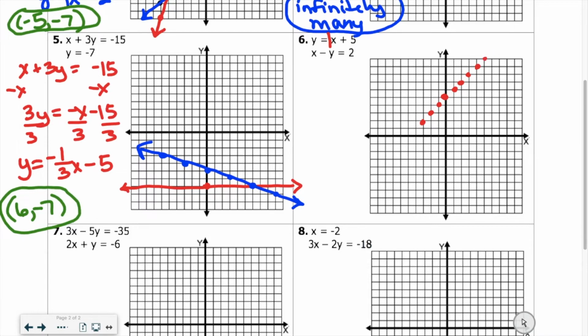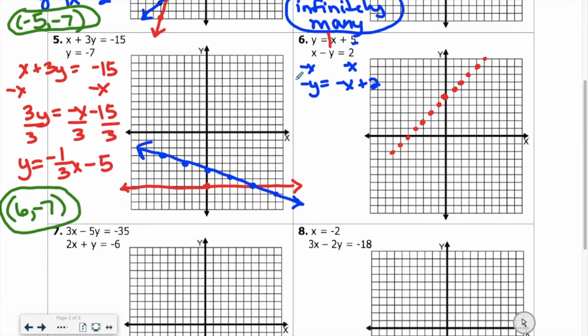And I'm going to wait to put my line through this until I see what the other one is, just so I can make sure I have the solution. So let's do this one. So we would subtract x. You get negative y equals negative x plus 2, because this is a positive 2.